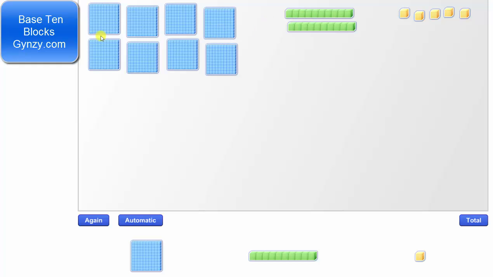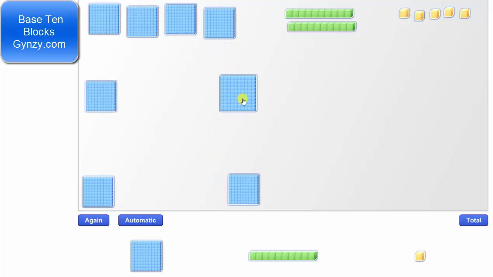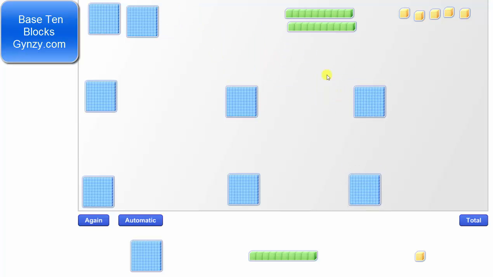Beginning with the 8 flats, we will share 1 flat with each group. Let's call this group 1, group 2, group 3, group 4, group 5, and group 6. Notice now we still have 2 flats though. Because we cannot share these 2 flats equally among these 6 groups, we need to perform an exchange.